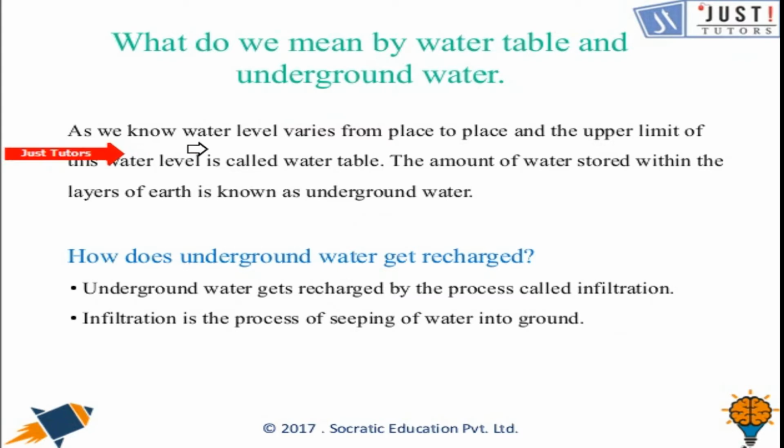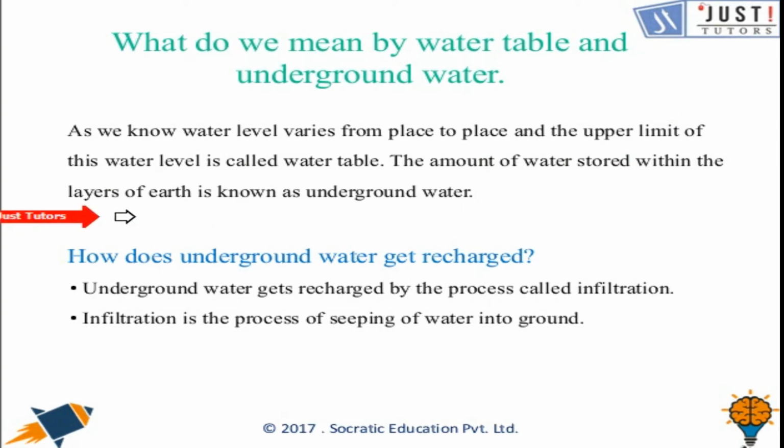As we know, water level varies from place to place, and the upper limit of this water level is called water table. Or basically you can say that it is the upper level of any underground surface in which the soil or rocks are permanently saturated with water. And if we talk about underground water, that's the amount of water stored within the layers of the earth.